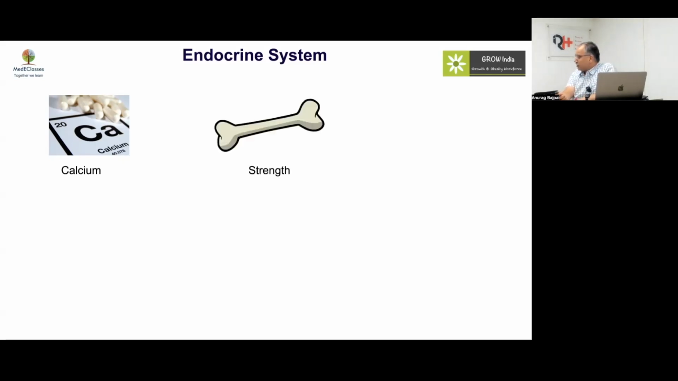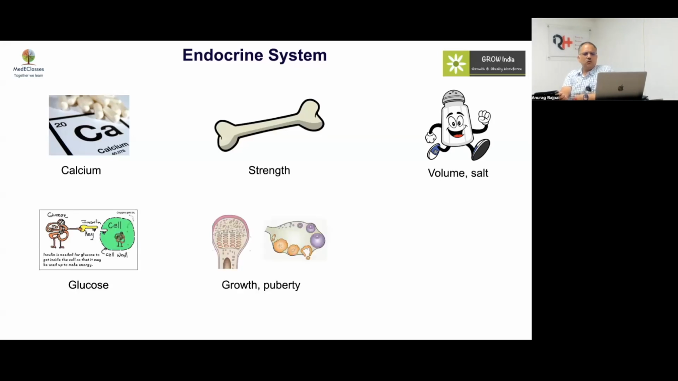So you have got calcium, bone strength, volume and salt, glucose, growth, puberty, and thermogenesis. Now if you talk about these scenarios like calcium, glucose, volume and salt, and thermogenesis, these are acute scenarios. So you want here the hormones to respond immediately to environmental stimuli. They should be released immediately and they should act immediately.